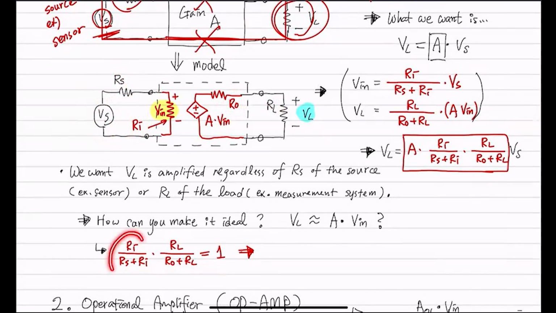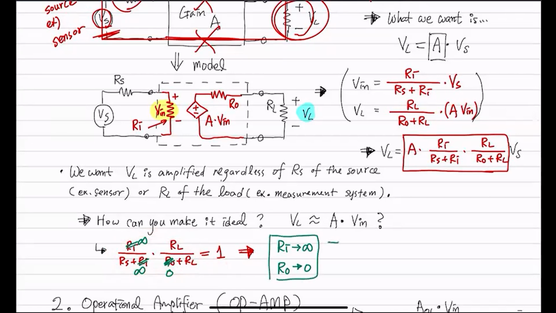And if we focus on this part, if Ri goes to infinite, what's happening? This guy becomes infinite, this guy becomes infinite. Then infinite divided by infinite, so it becomes 1, right? And what if we had our Ro that goes to 0? Then that means this guy becomes 0. Then this whole thing is RL divided by RL, so it's 1. So this whole thing becomes 1, right?